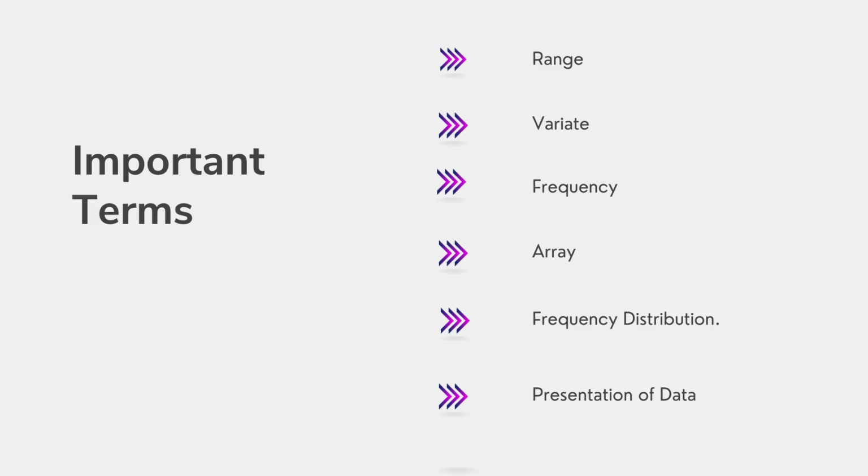Frequency distribution is the tabular arrangement of data showing the frequency of each observation. Presentation of data. Putting the data in condensed form or in the form of tables is known as presentation of data.